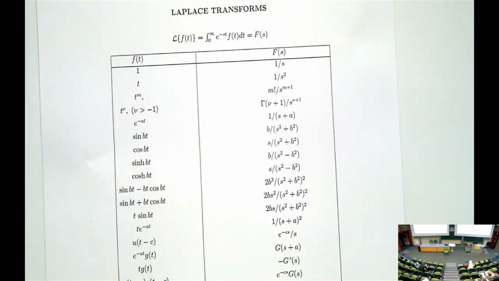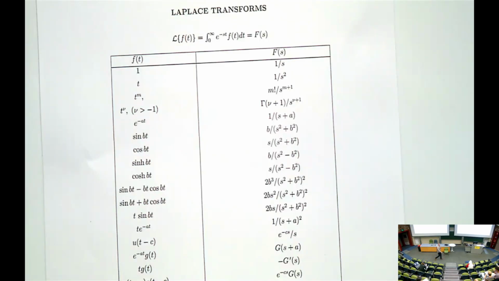Yeah. But I think of it as at a meta level, right? We've got something we want to solve. We don't know how to solve it. Make it easier. Solve the easier bit. Get back to where you started. That's pretty much it. And so what are we doing? We're multiplying by an exponential and we're integrating over a half line. That's what we're doing.